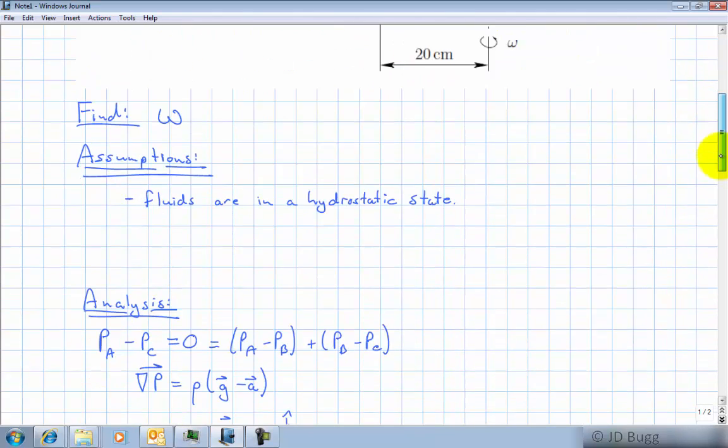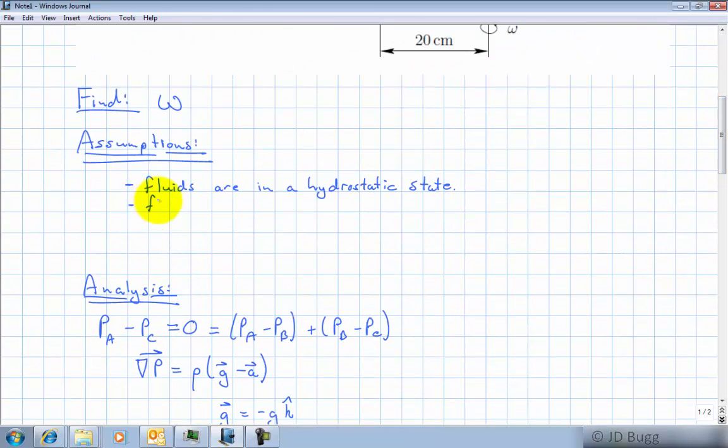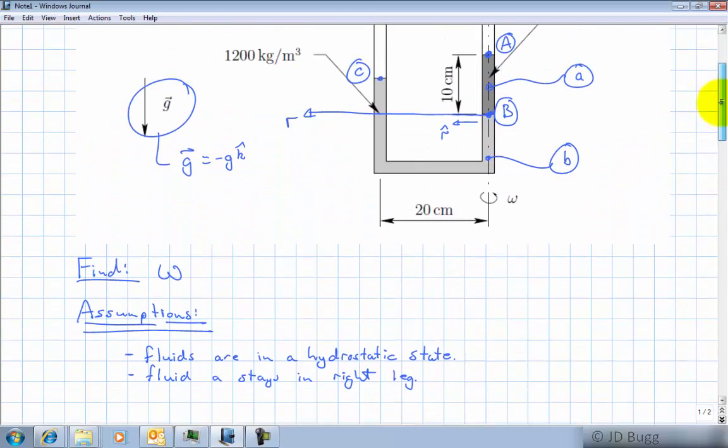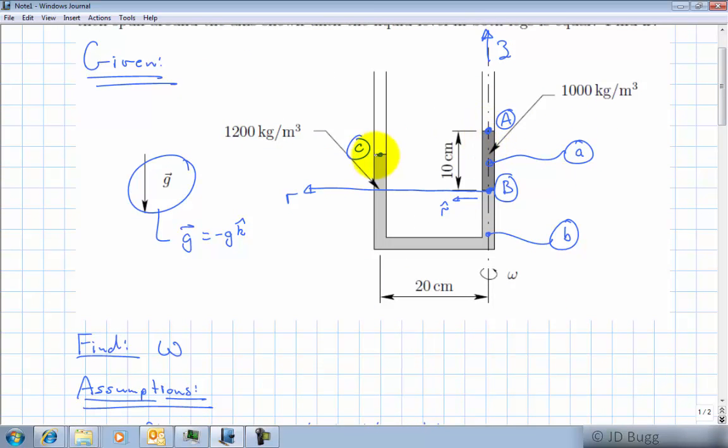So really, when we do that, we're assuming that this fluid A stays in the right leg. So we should put that in our assumptions list here. Fluid A stays in the right leg. And it certainly looks from this diagram that this doesn't have to go down very far to make this even. But that's an assumption we'll have to make. And by saying the fluid A stays in the right leg, the radial coordinate of point A and B are both the same, and in fact they're both 0. So that's why we were able to cross that term off.